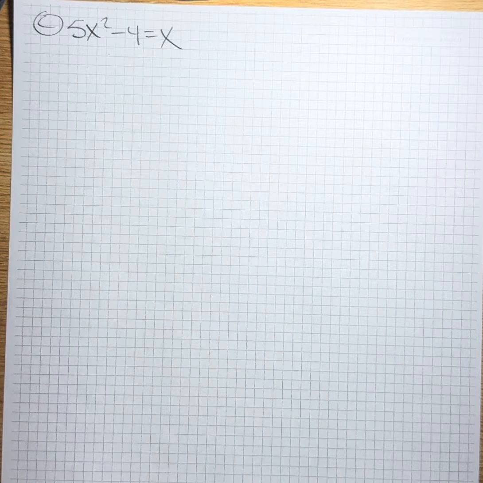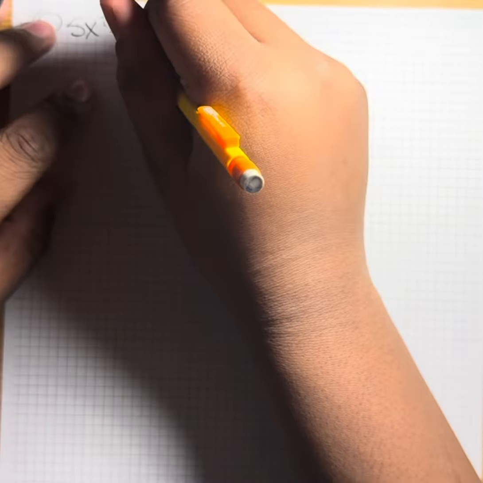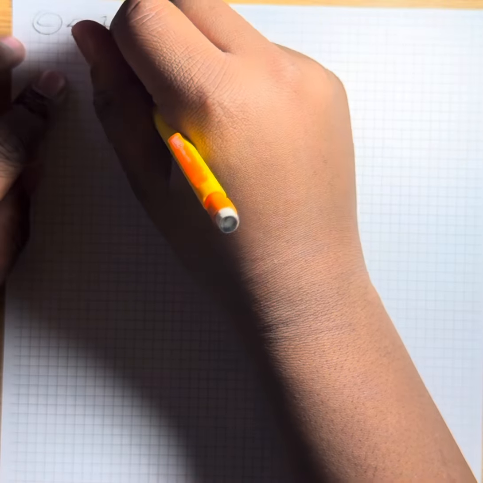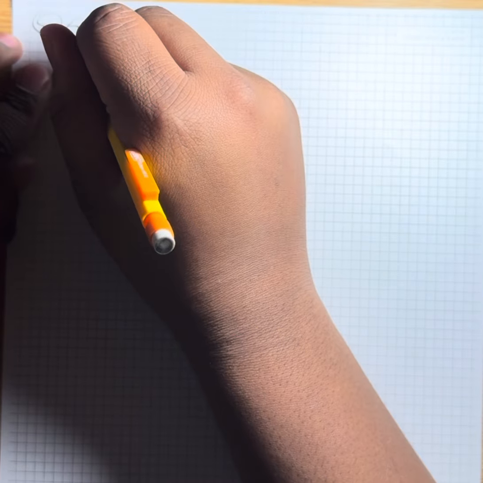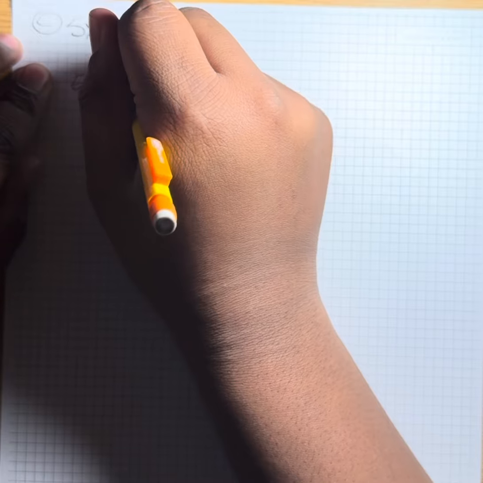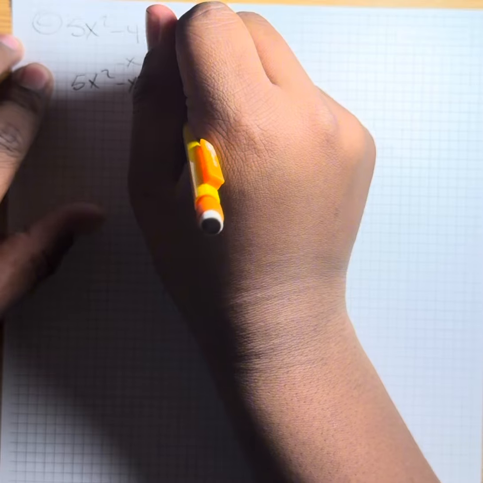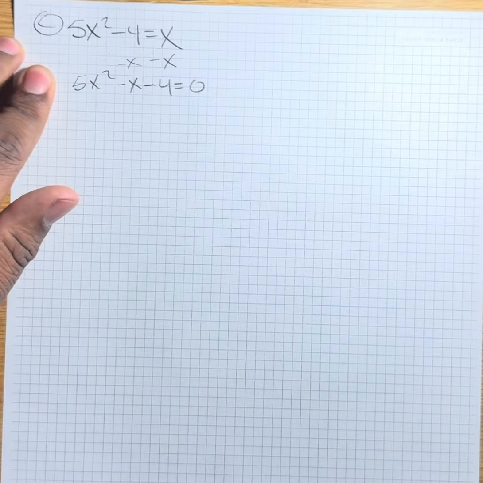All right, this is number C. It's 5x squared minus 4 equals x. So we have to set this to 0. So we're going to have to subtract x from both sides, making this 5x squared minus x minus 4 equals 0.